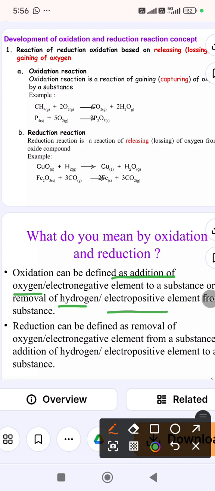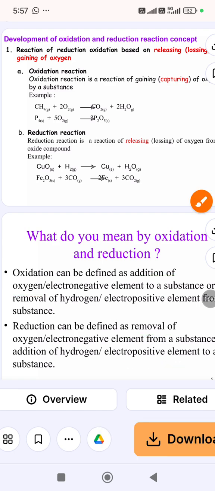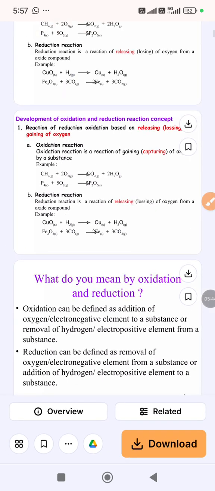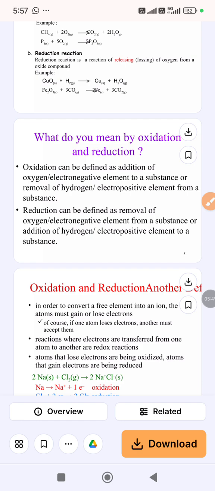Just the opposite is the case of reduction. Reduction is removal of oxygen or an electronegative element from a substance, or we can say it is addition of hydrogen or an electropositive element. This way we can define what oxidation and reduction are.